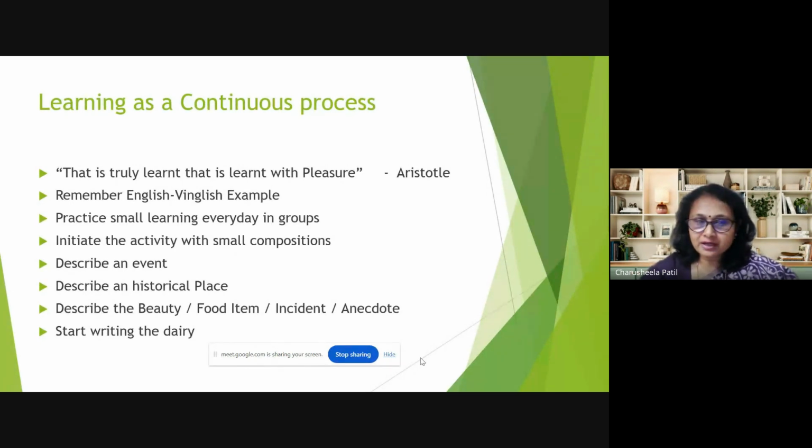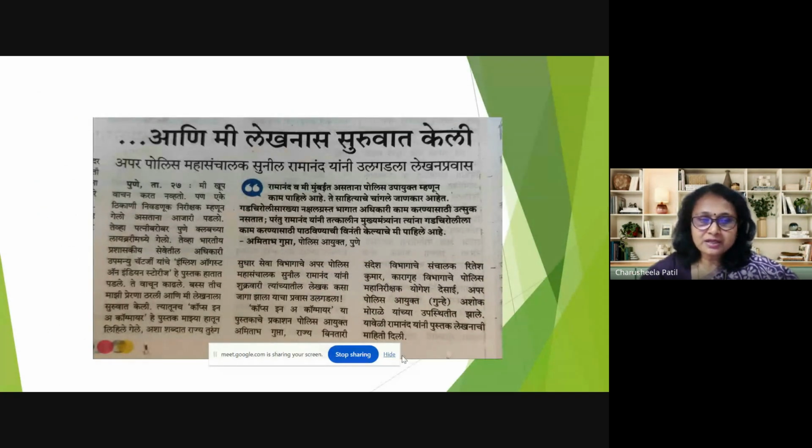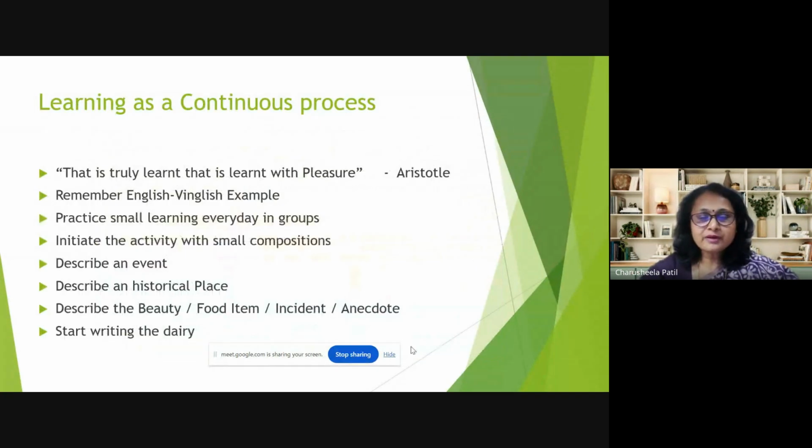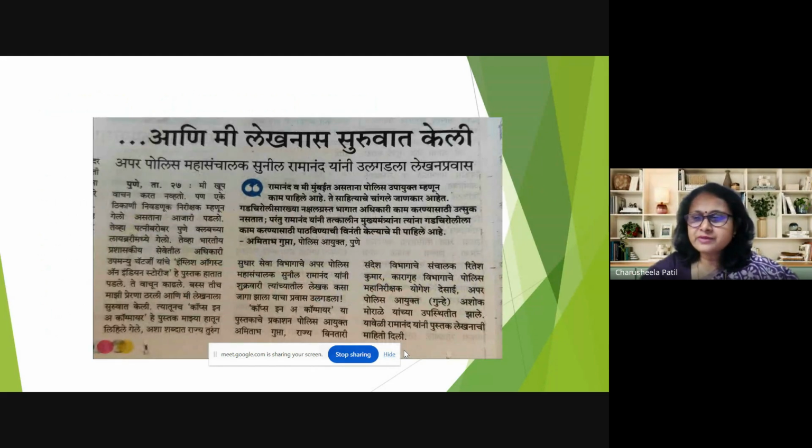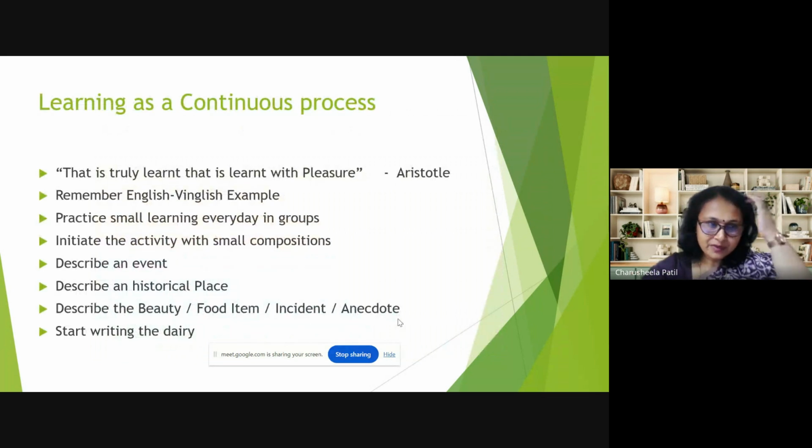Now, describe an event. This is a practice I often use in class, where most of the students are given a small exercise: write about an event that you visited somewhere yesterday or the day before yesterday or last week. Can I get the previous slide, please? I'm still on the same slide. So one can write about the event, or about a historical place, or nowadays we write reviews of any restaurant or any new place that you have visited.